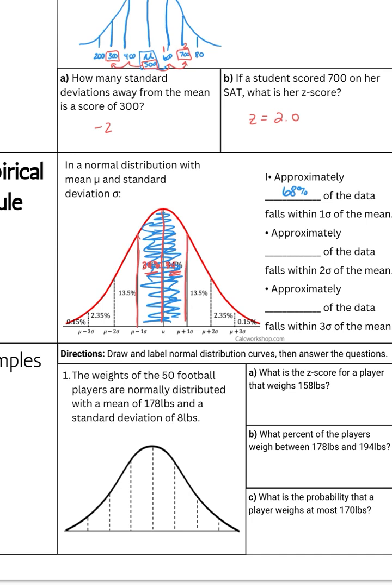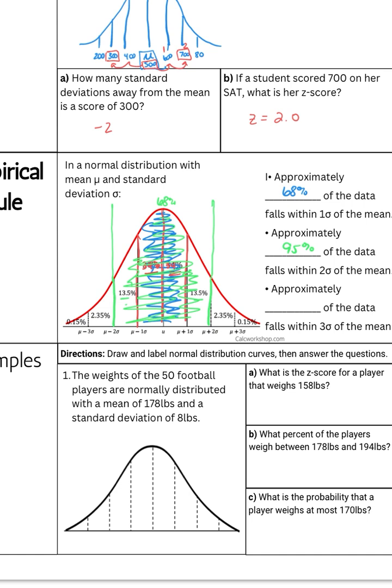The next thing is approximately 95% of the data is within 2 standard deviations. So that's another 13.5% on both sides. So 13.5 plus 13.5 is what, 27? So I have my 68 here, and then I add another 27%, and I get 95% total. So 95% of the data is within 2 standard deviations of the mean. So it's under that part of the curve.